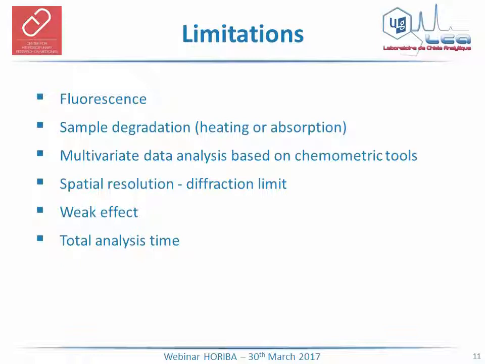The spatial resolution is close to 1 micron. It is also important to keep in mind the weak sensitivity of classical Raman scattering, but the use of other techniques such as surface-enhanced Raman scattering is possible to circumvent this limitation. The last one is the total analysis time, from several minutes to hours, depending on the size of the working area, the step size, the nature of the analyte, and the complexity of the matrix.